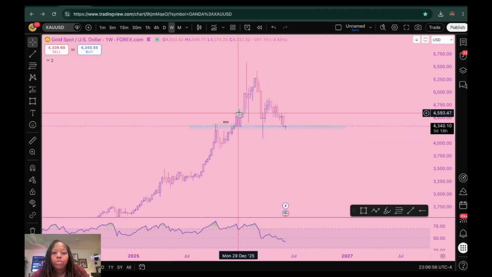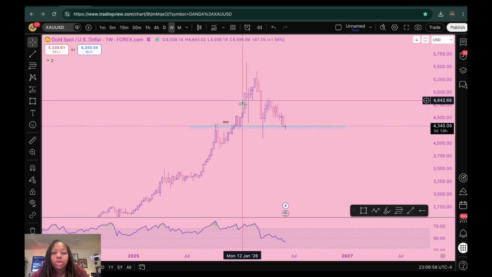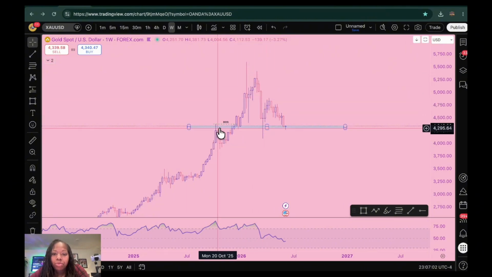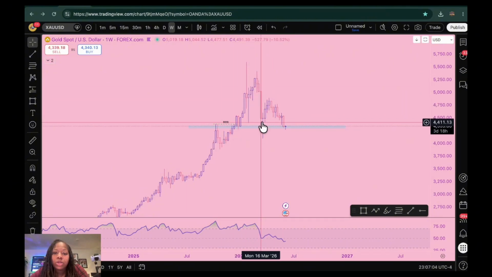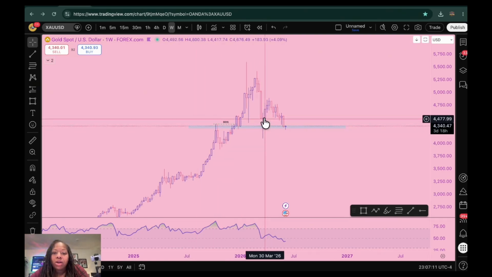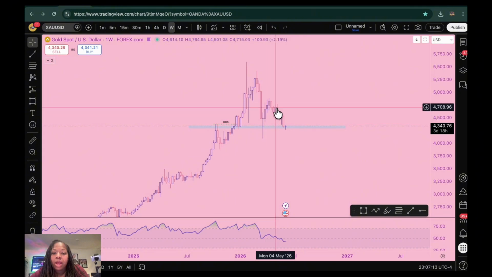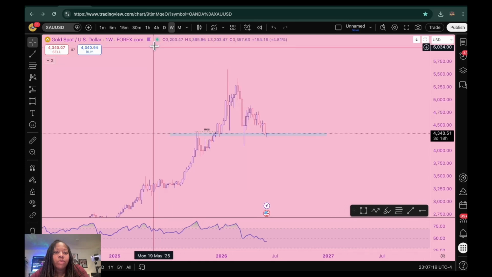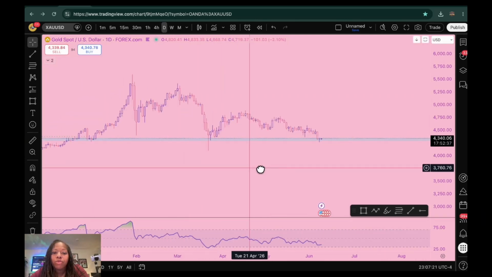So we broke structure. This is our impulse. We had a correction here. Now we had this exhaustion here pushing up, prices pushing up, so buyers are pushing up, sellers cannot take over. So now this is support, and now we are back at this area right now at this present time. So now what I'm looking for, so let's go down to the daily before we even get to that.